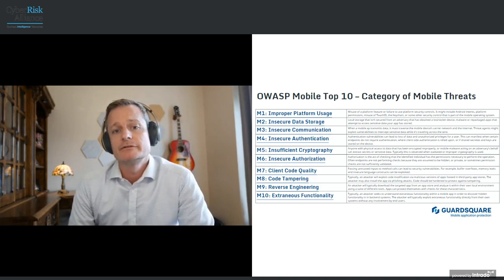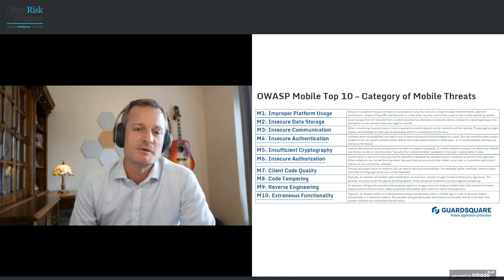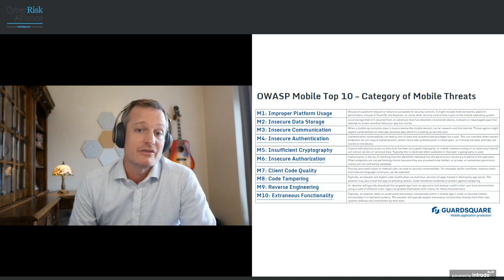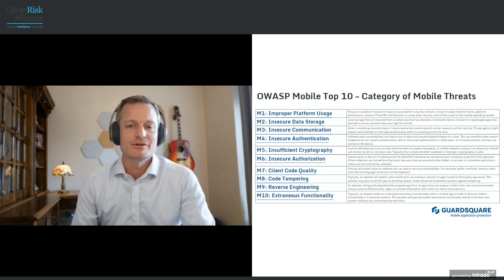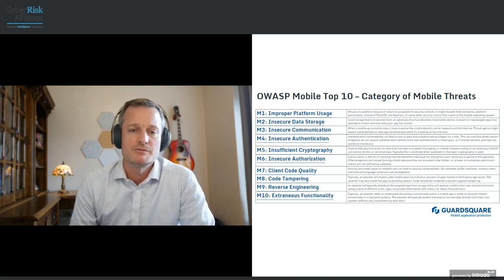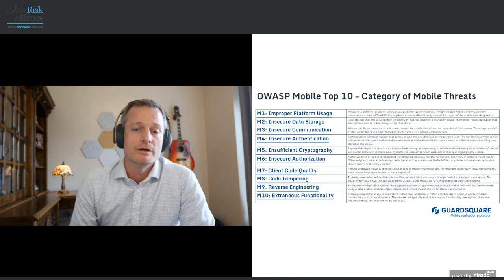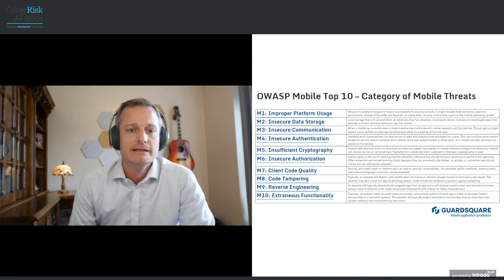Insecure authentication. This comes about in a number of different ways, but you may have certain endpoints that are not authenticated. You may think they're private APIs that you use that aren't exposed to users, but if they become discovered, those can become problematic. Or sometimes shared secrets or keys that are hard-coded in your application can weaken some of the authentication controls that you may have in your application.